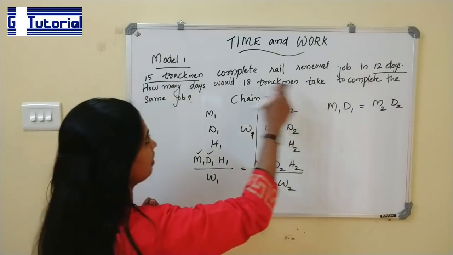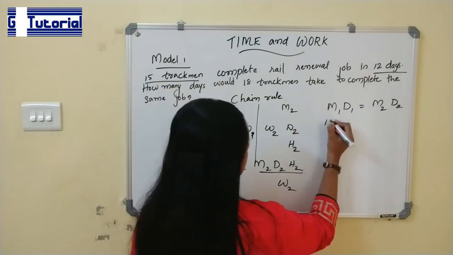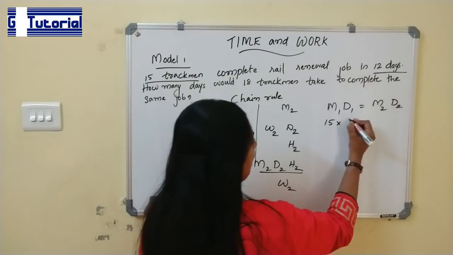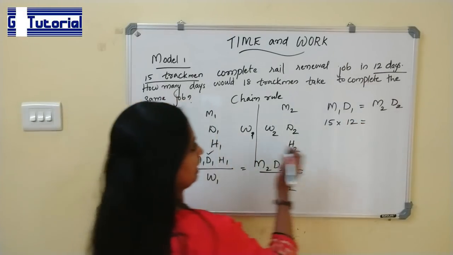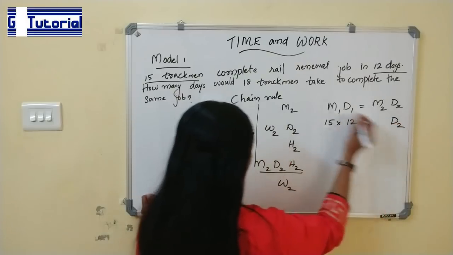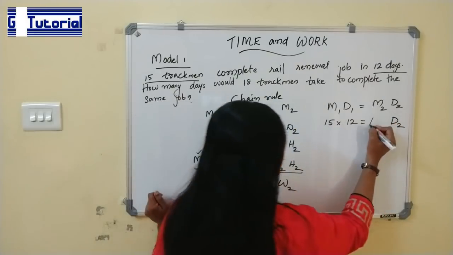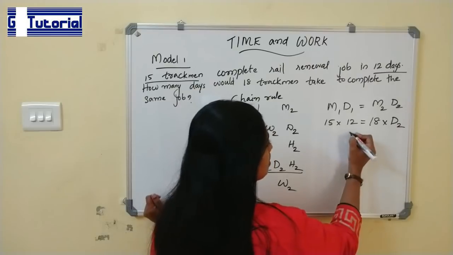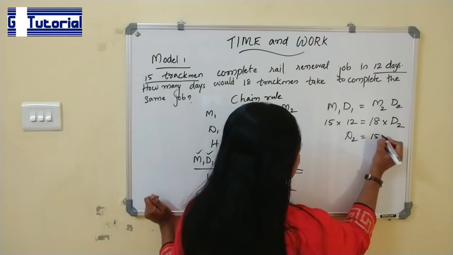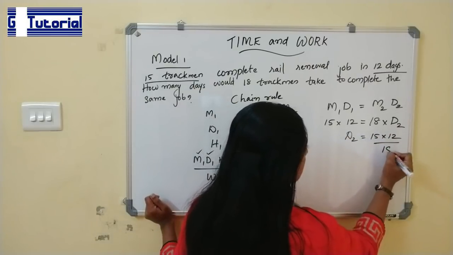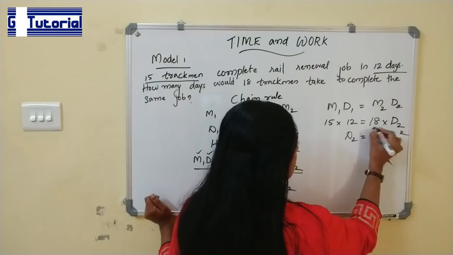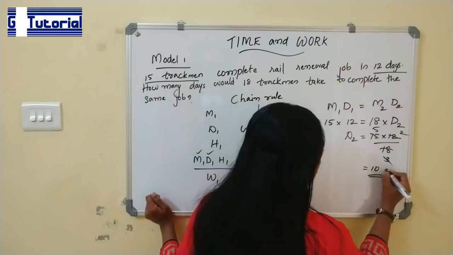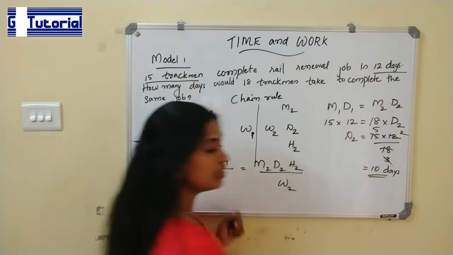Here the number of men is 15. The days is 12. In the second case, we have to find the number of days. So D2 is unknown and the number of men is 18. So 18 into D2. So D2 is equal to 15 into 12 divided by 18. That is 6 2s are 6, 3s are 3, 5 2s are 10 days is required by 18 men to complete the job.